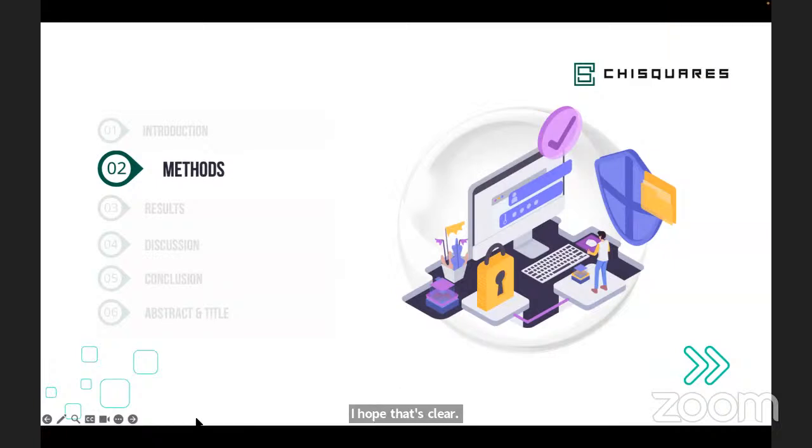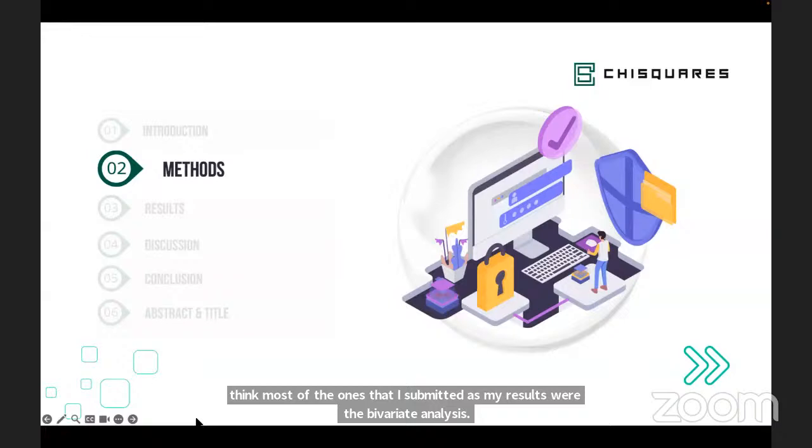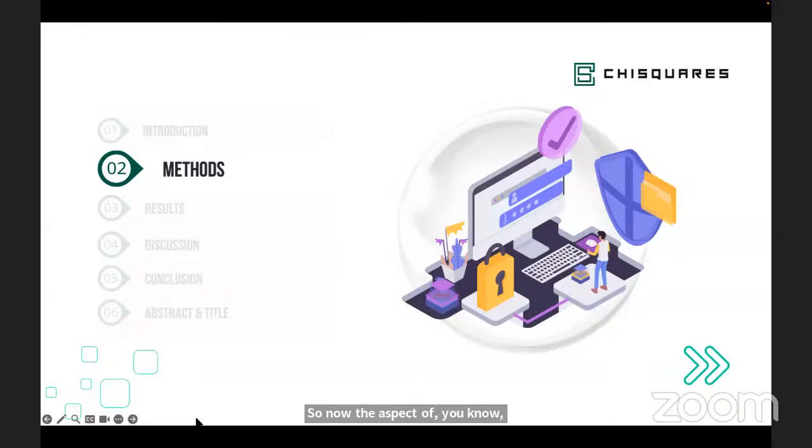Yes, that's very clear. But sir, permit me. I've done the research, I've collected my data, and everything is set. One of the challenges I had is the word count. I've done my logistic regression and everything, but my school emphasized that I must meet this word count. Most of what I submitted as my results were the bivariate analysis. So the aspect of my Spearman correlation, where I compare the correlation between knowledge, perception, and readiness, I couldn't submit that result.